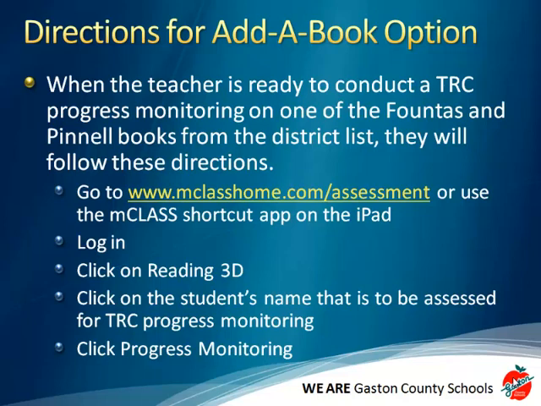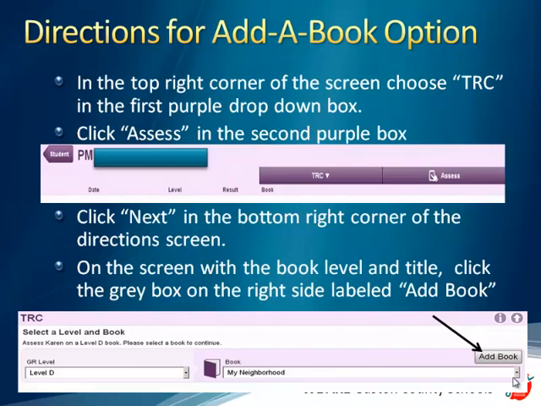And then you'll click the words progress monitoring. In the top right corner of the screen, you're going to choose TRC in the first purple drop-down box, and then you'll click the word assess in the second purple box, as you see in the screenshot there. Then you're going to click the word next in the bottom right corner on the directions page once you previewed the directions. And then on the screen with the book level and title, as you see in the screenshot there at the bottom, you're going to click the gray box to the right that says Add Book.